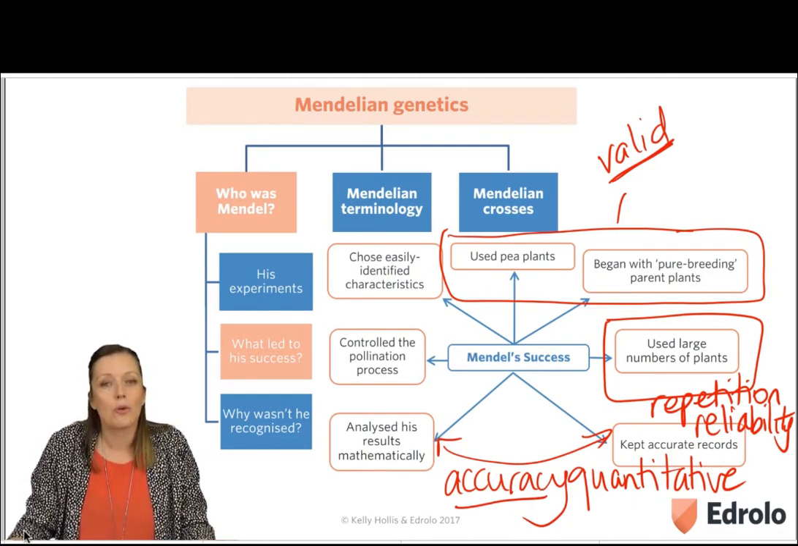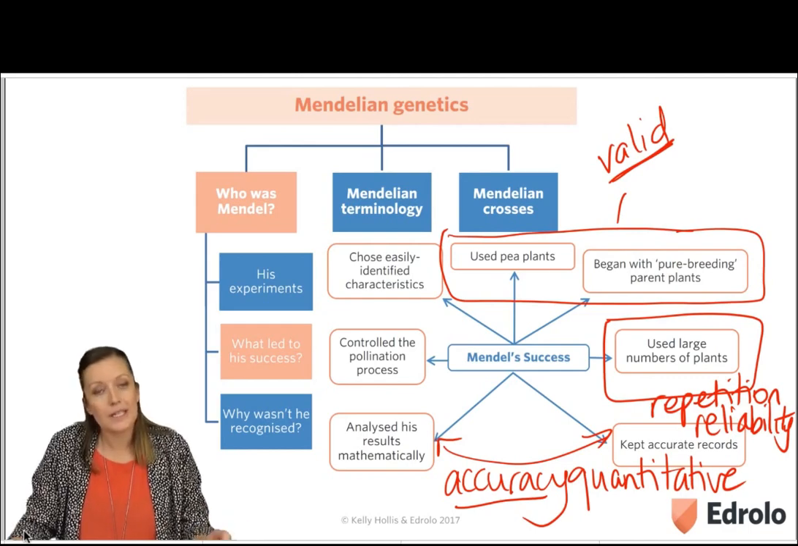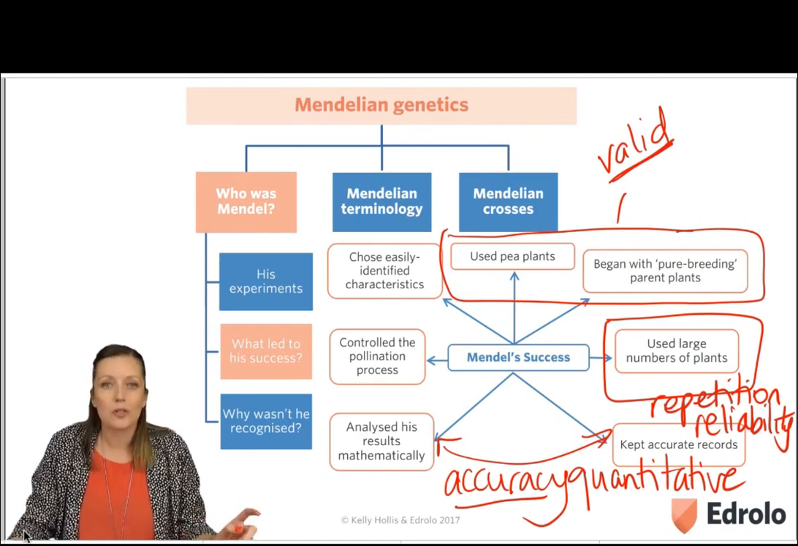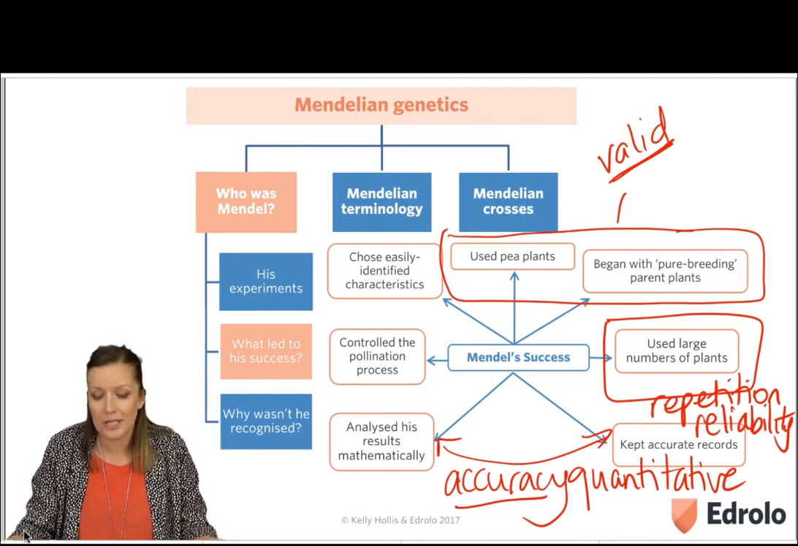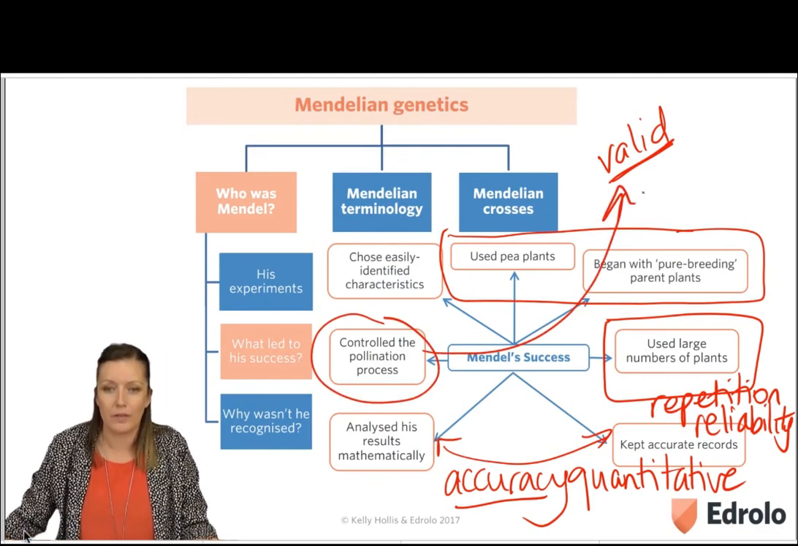And lastly, he controlled the pollination process. So by making sure that he and only he alone was transferring the pollen from one plant to the stigma of the other, he was making sure that there was no cross-pollination happening, to make sure that the only thing that was working in this was our independent variable. So this one here also fits in with validity.